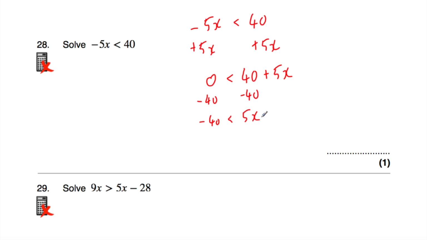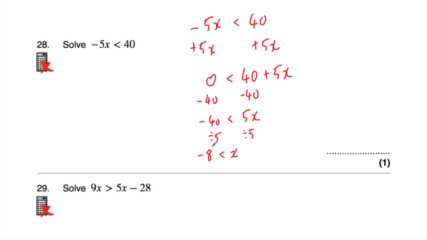Now we want to get rid of this multiplied by 5, so let's divide by 5 and divide by 5. Minus 40 divided by 5 would be minus 8, and that's going to be less than, and 5x divided by 5 would be equal to x. So we've divided both sides of the inequality by 5. So we've now got that minus 8 is less than x.